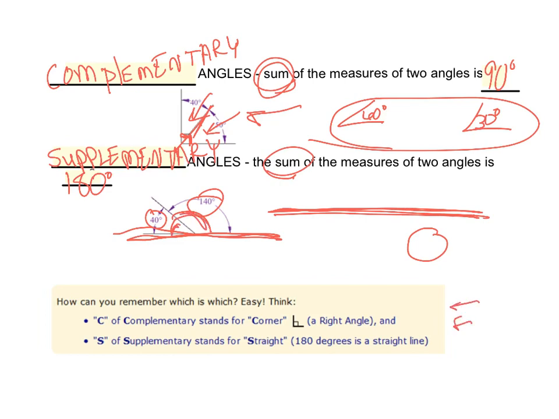This is just a hint for how you can remember. C for complementary is C for corner. So the corner of your room is a right angle. S for supplementary, S for straight. So if it's supplementary, it's a straight line, which is 180 degrees. I'm telling you, you have to memorize.